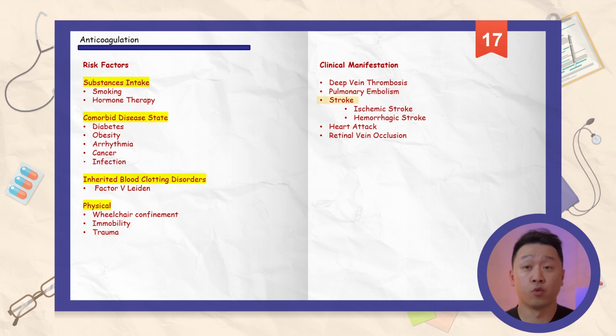Stroke occurs when the clot travels to the brain and blocks the blood vessel. Now this can happen 2 different ways. The first way is the blockage that causes the lack of oxygen, which is known as ischemic stroke. The second scenario is when the clot causes the blood vessel to burst, which is known as hemorrhagic stroke. And this can be differentiated through CT. Heart attack is the blockage of the clot in the coronary artery, which is causing myocardial damage.